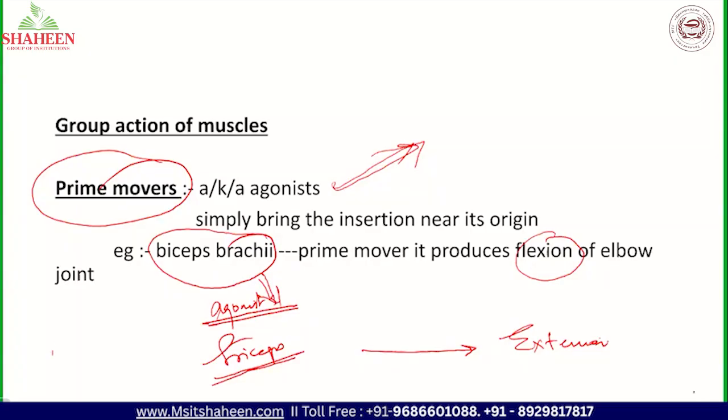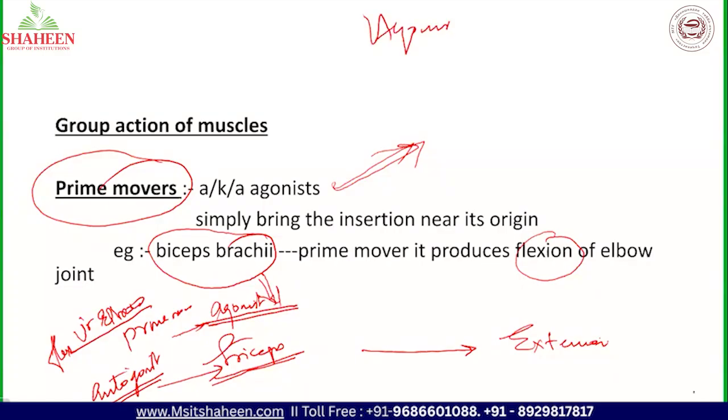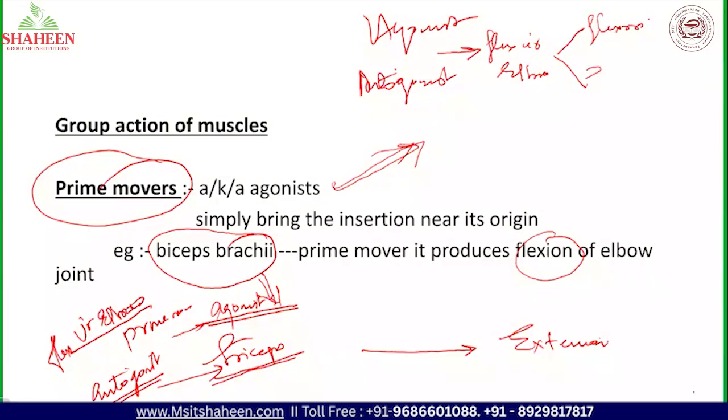So if you want to flex your elbow, the prime movers, or the agonists, will be the flexors. And the antagonist, or the opposite muscle fibers, will be the extensors. You got the terminology? You have agonist and antagonist. Your action is to flex your elbow, so the agonist will be the flexors and the antagonist will be the extensors. Got it?